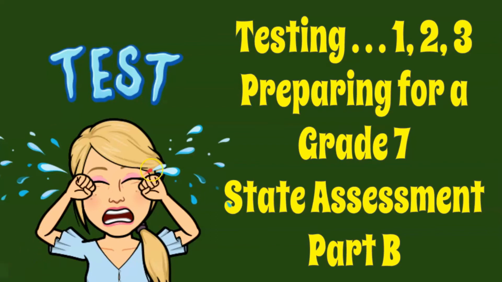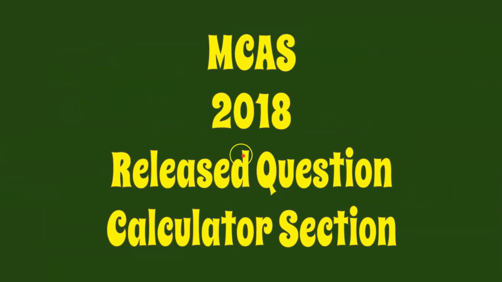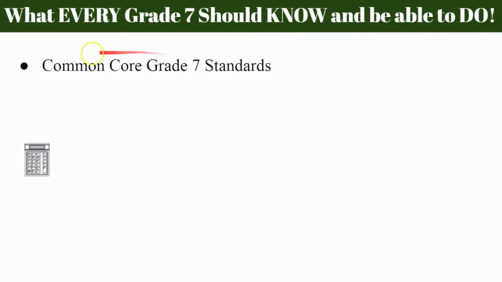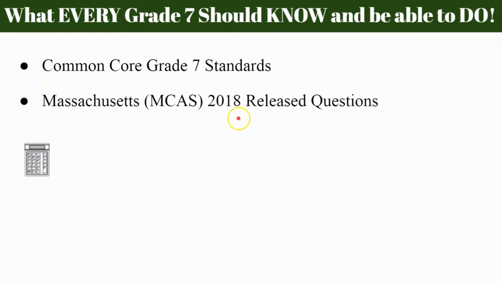This is the second video for a grade 7 end of year review, preparing for a state assessment or any end of year review. What makes this different than the previous part A video is these are the calculator questions from the 2018 MCAS released questions for that year. This is what every grade 7 student should know and be able to do. This represents Common Core grade 7 standards, although it is from the state of Massachusetts 2018 released questions.